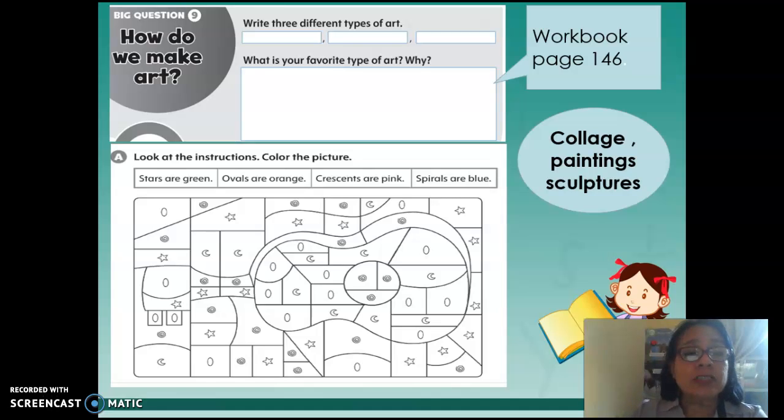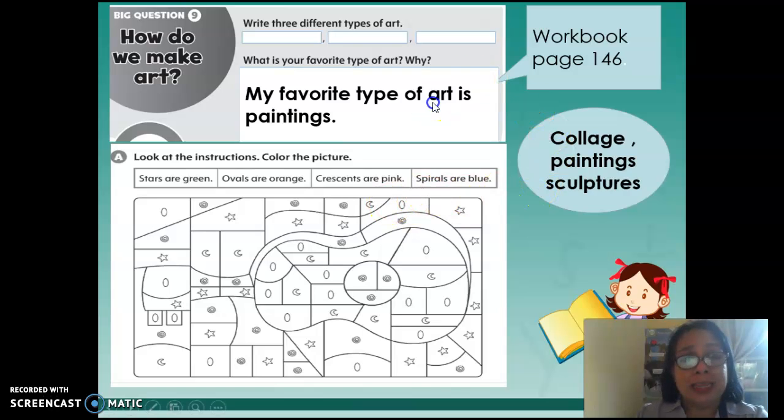Now, in the second question, it says, what's your favorite type of art and why? Well, we will only write what's your favorite type of art. I wrote it like this. My favorite type of art is paintings. Why? Because I like paintings. Because I think it is very interesting. Yes, paintings are interesting. So, if you have the same like as I do, you can write that.